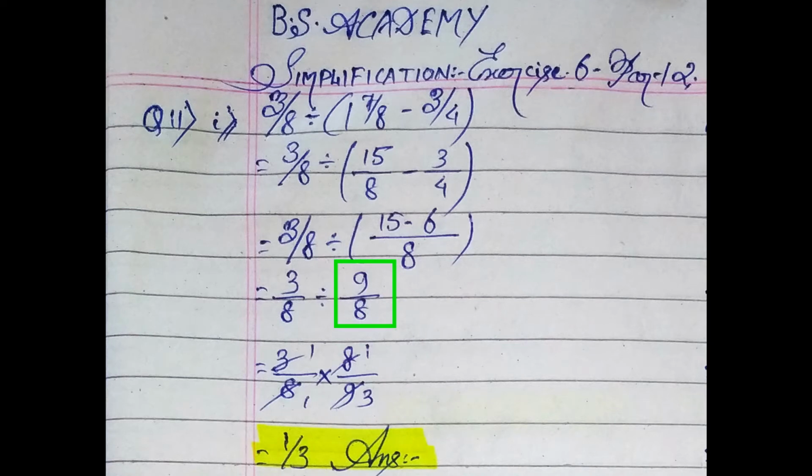3/8 ÷ 9/8. Then we have taken the reciprocal: 3/8 times the reciprocal of 9/8, which is 8/9. We have performed the mathematical operations of division and our result is 1/3.